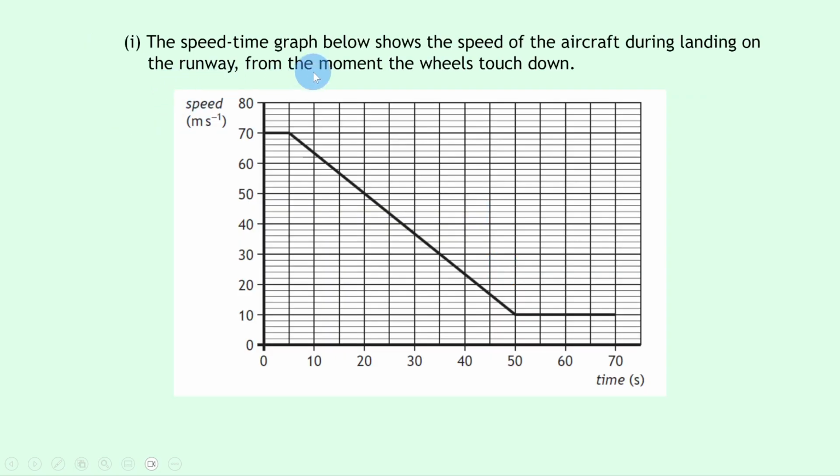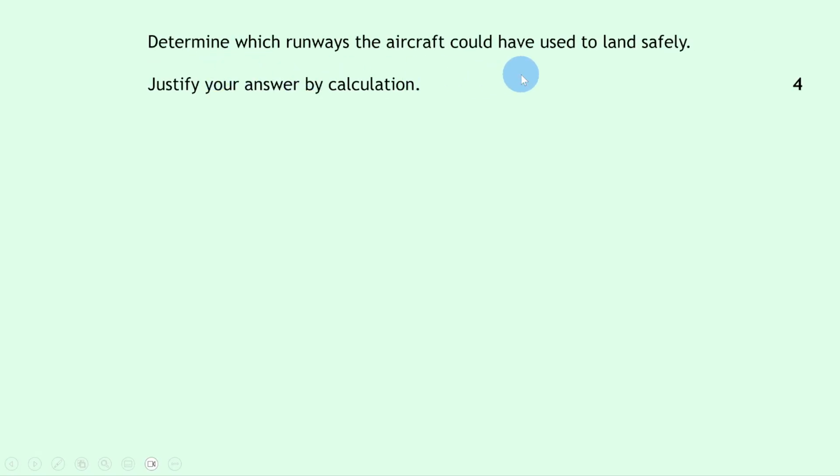C part 1 says the speed time graph below shows the speed of the aircraft during landing on the runway from the moment the wheels touch down. So you see we start off at constant speed at 70 meters per second, and then we get this constant deceleration and then another constant speed once it reaches 10 meters per second. It then says determine which runways the aircraft could have used to land safely. Justify your answer by calculation, and there's 4 marks available here.